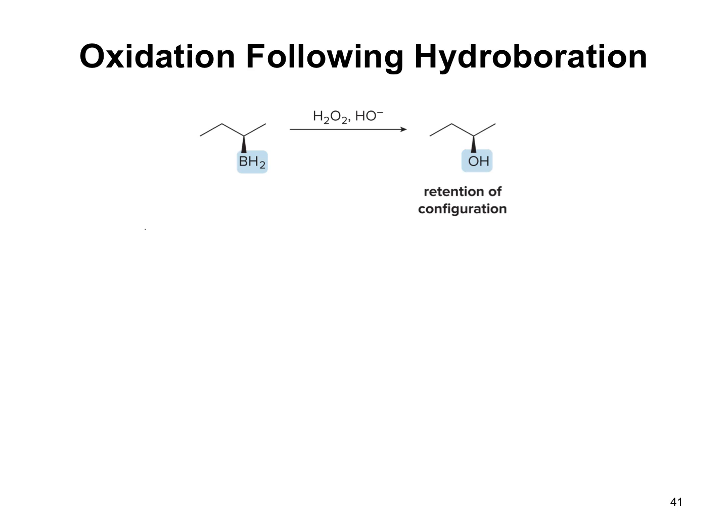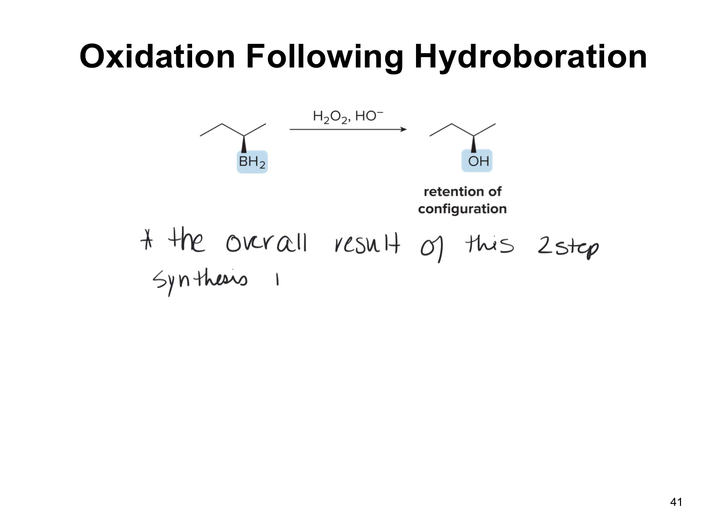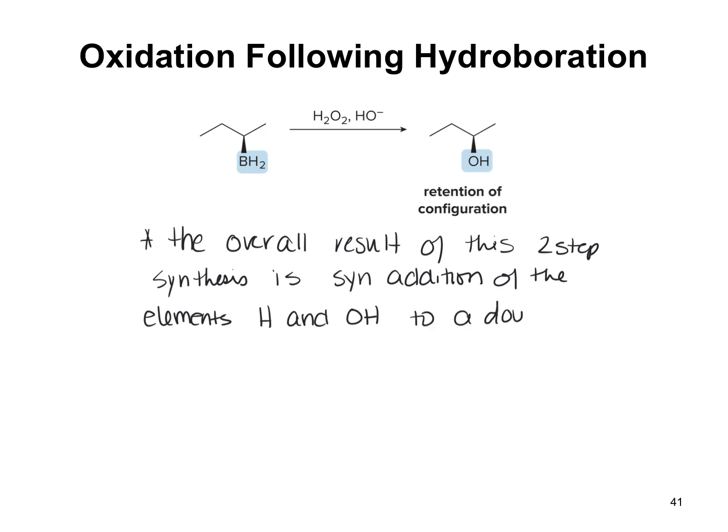Now, the overall result of this two-step synthesis is syn addition. So we're adding to the same side of the elements, hydrogen and oxygen, to a double bond in an anti-Markovnikov fashion.